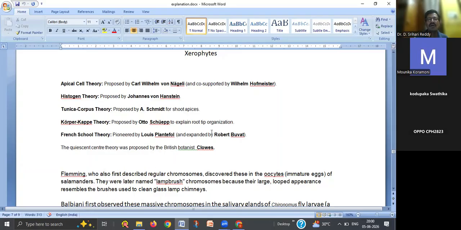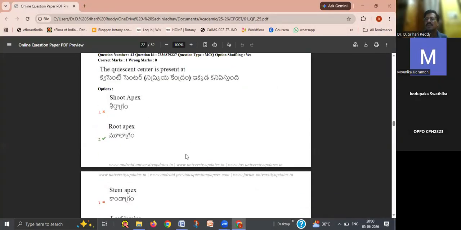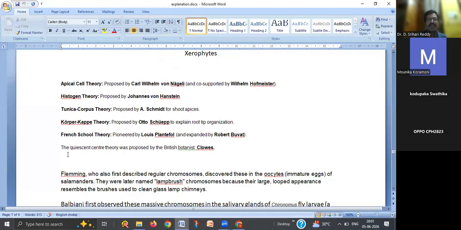Okay, and next, we come to quiescent center. So you see, there are two important things. One is French school. As per the French school, the anu initial is present in the shoot apex, but the quiescent center is present in the root apex. The quiescent center theory was proposed by British botanist Clowes. Who proposed it? Clowes.